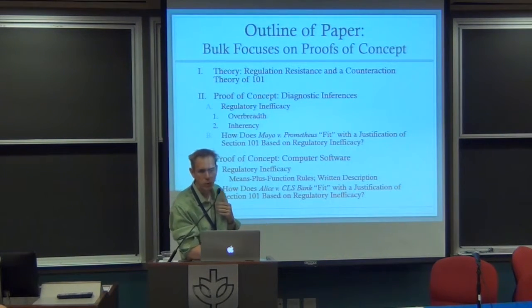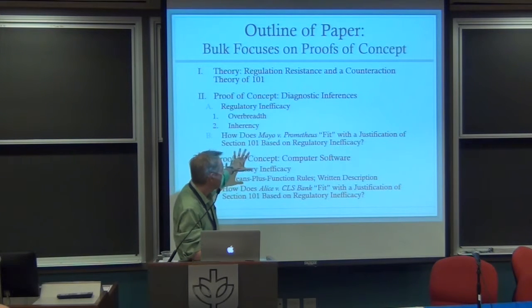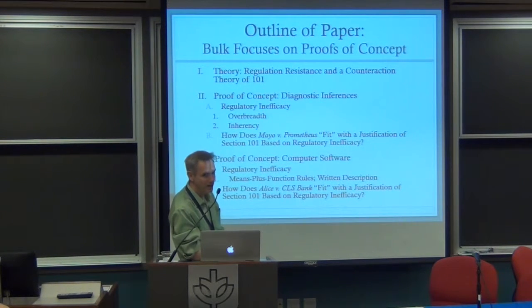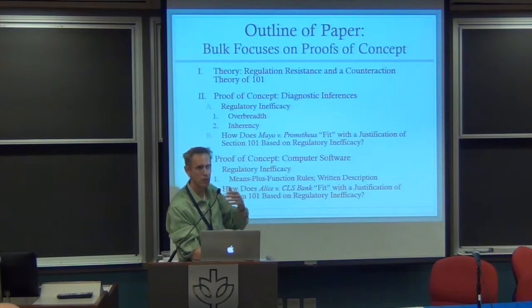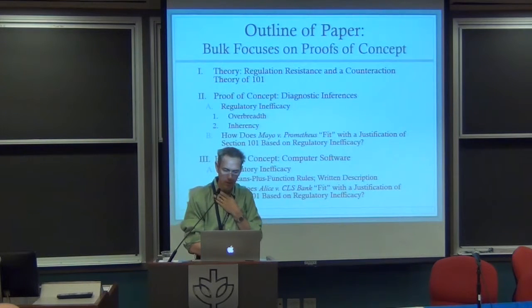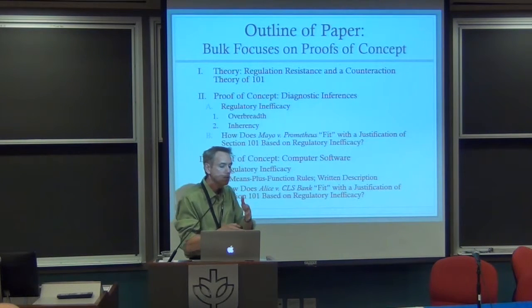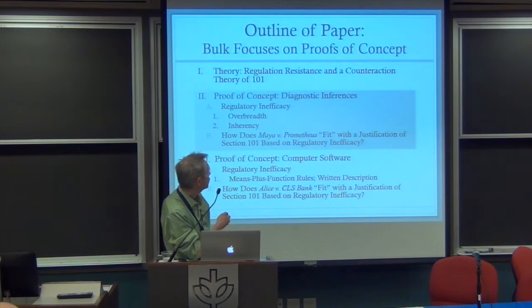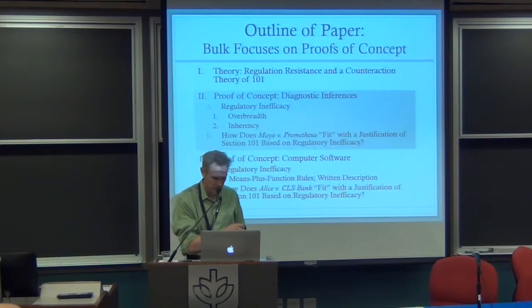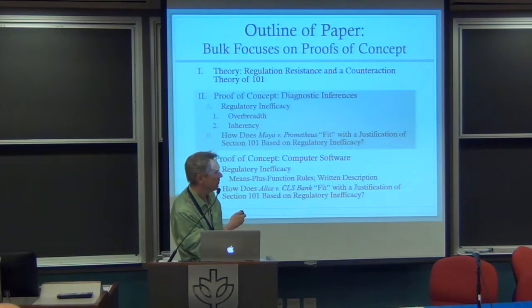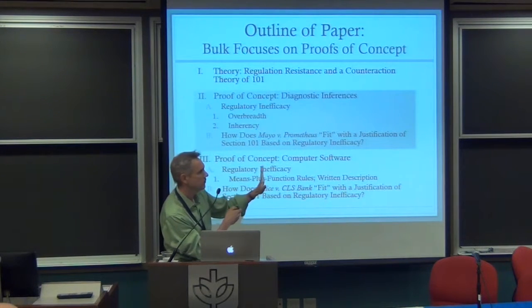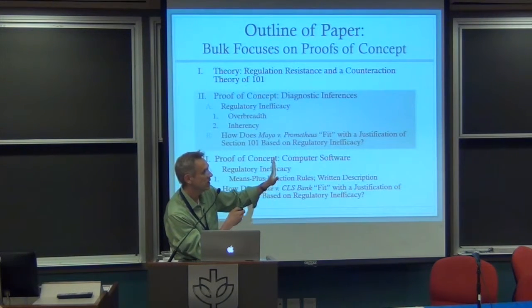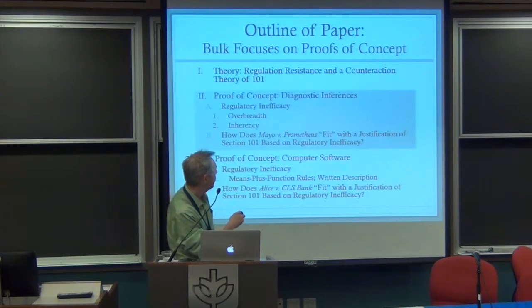Okay, so due to limited time here today, I'm going to put the computer software stuff aside because I've just spent 12 minutes talking about the theory part, which is a smaller component of the paper. I'm going to talk about this diagnostic inferences section and try to give you a hint about why I think there is regulatory inefficacy that goes on here, and a little bit about the fit between the justification of restriction on patent eligibility based on a counteraction theory and Mayo.